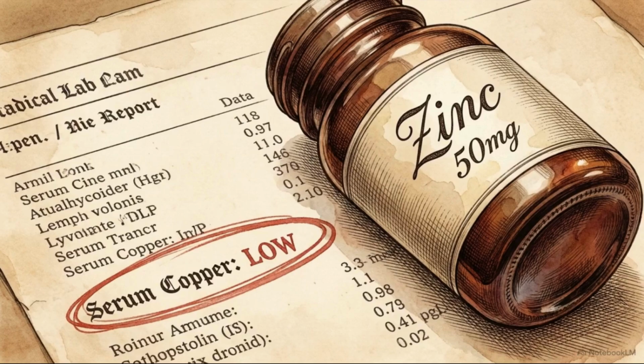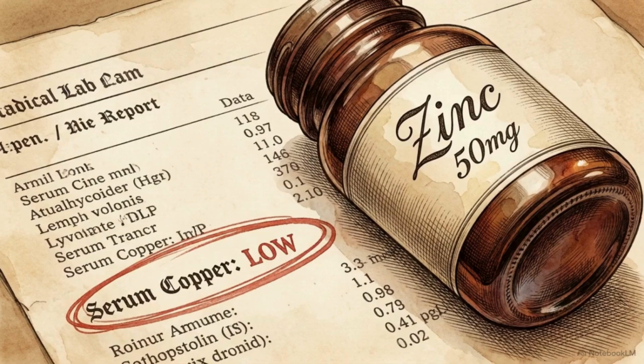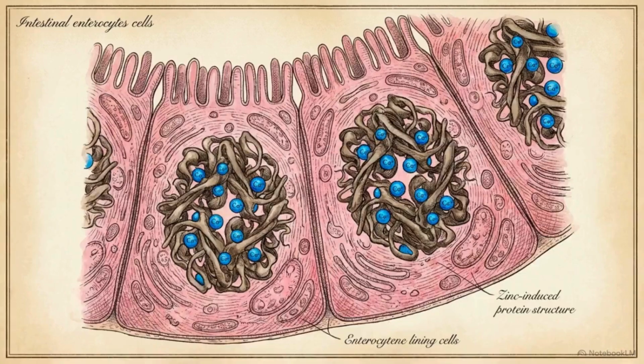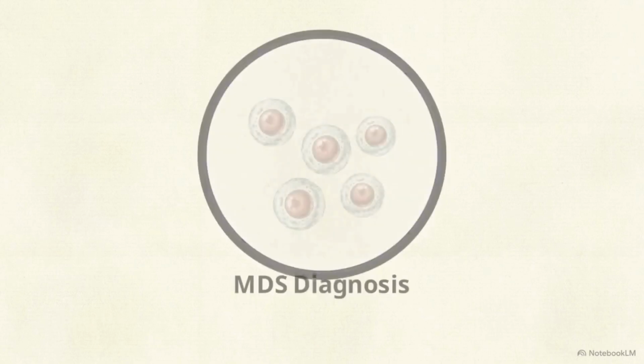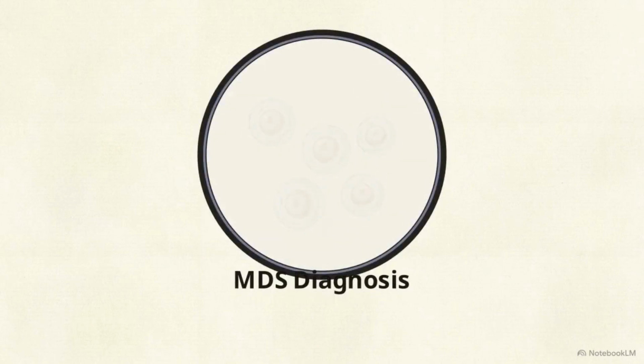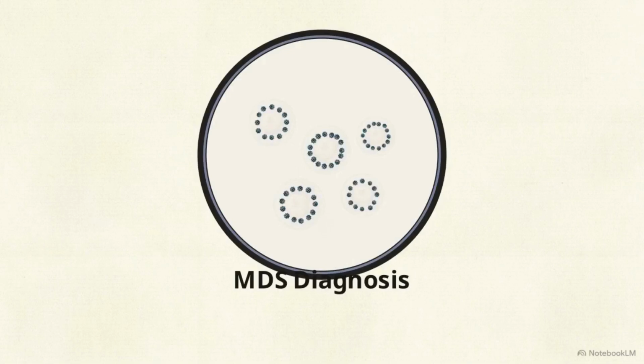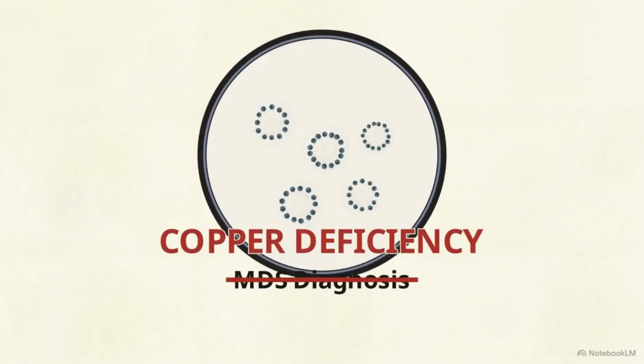Next up is a highly overlooked masquerader, copper deficiency. A high intake of zinc, which frequently comes from excessive use of zinc-containing denture creams, literally traps copper in the intestines and blocks its absorption. And without copper, iron can't be incorporated into hemoglobin. This creates a whole syndrome that perfectly mimics the debilitating neurology of B12 deficiency, while the bone marrow looks exactly like Myelodysplastic Syndromes, or MDS. Literally countless patients have been misdiagnosed with bone marrow cancer when all they really needed was a simple copper supplement and a different brand of denture cream.